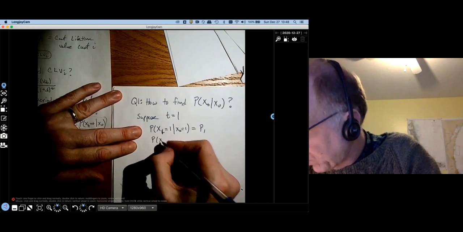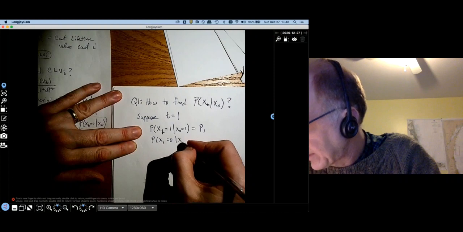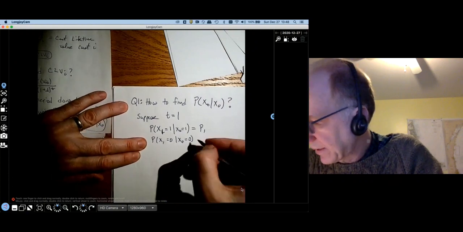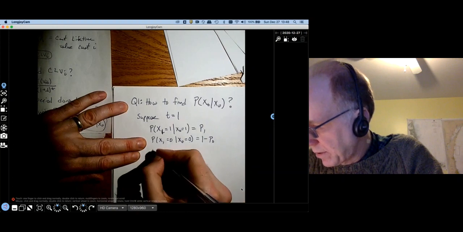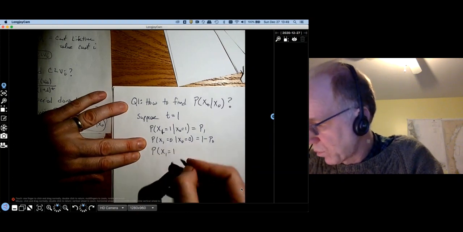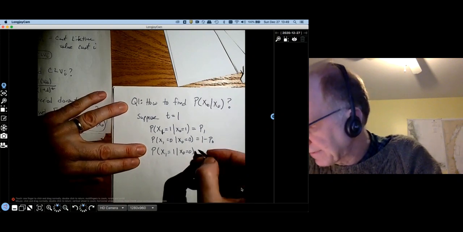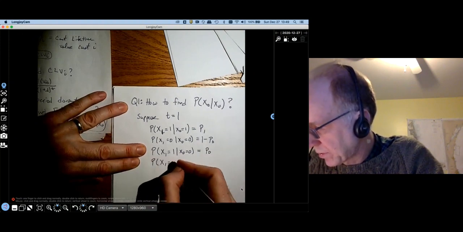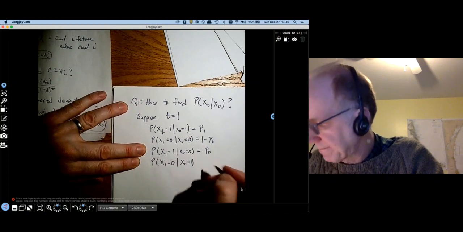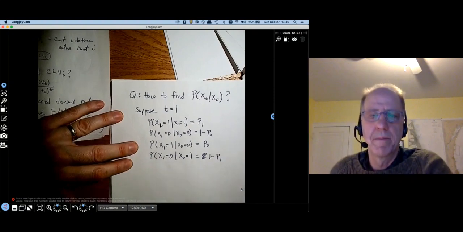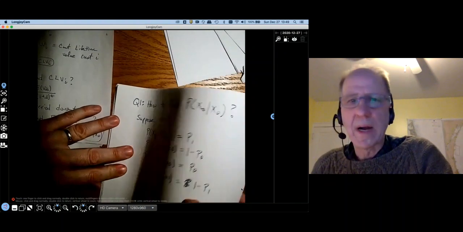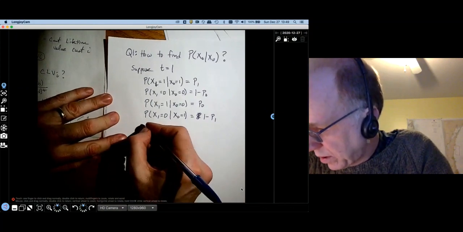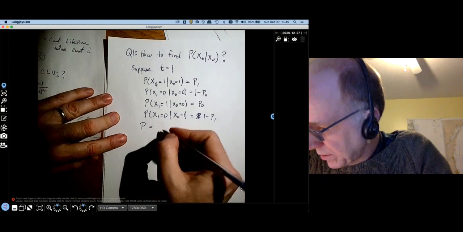Likewise, the probability that x1 is equal to 0, if I start out in the no buy state, the probability that I don't buy again is 1 minus p naught. You've got a couple more possibilities. So what's the probability that x1 is equal to 1, given that I start out in the no buy state? This would be p naught. And the probability that x1 is equal to 0, given that I was in the buy state, will be 1 minus p1. Now, we will write this as a matrix. It's going to be much more convenient to think of this as a matrix, and we're going to call this matrix P.